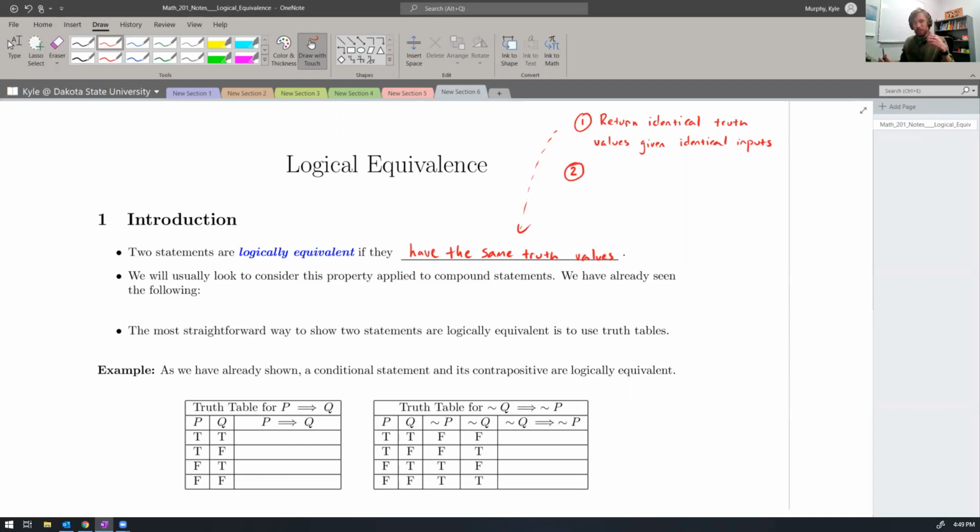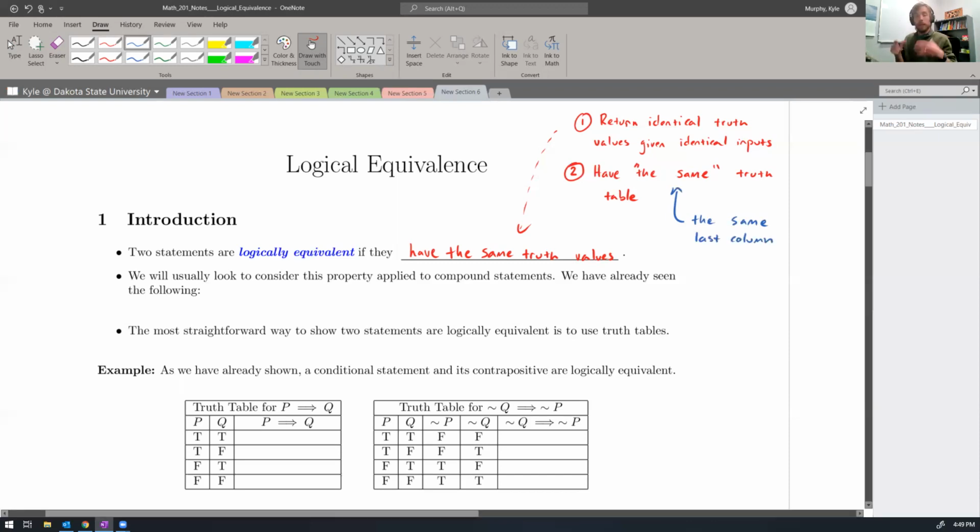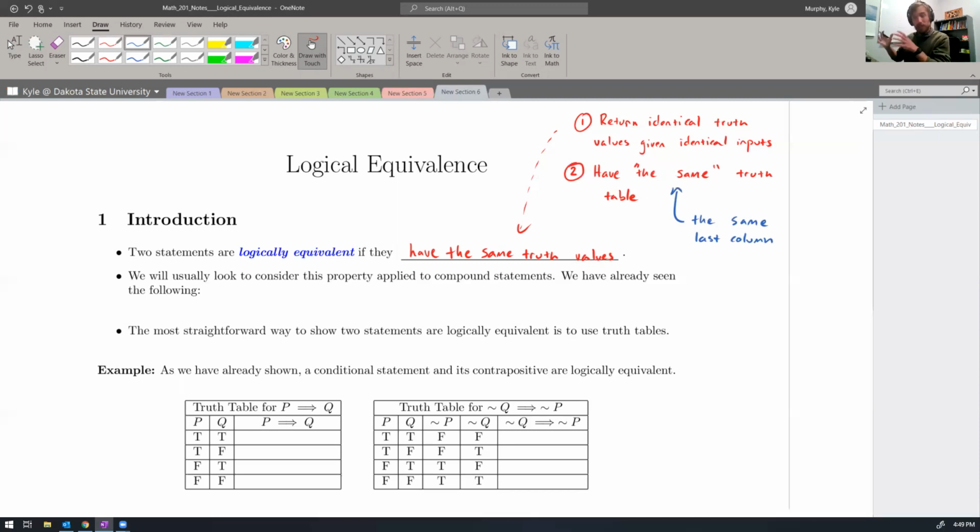Maybe another way of thinking about this, and this is kind of the first way we'll use to actually determine whether or not two statements are logically equivalent, is that they have the same truth table. And I'm going to put the same in quotes because really what this means is the same final column of their truth table. That is, if I were to make a truth table for two statements, ultimately we're doing it so we can figure out true false values for larger compound statements. If I make two truth tables and the final columns of those truth tables are the same, those two statements are logically equivalent. And like I'd mentioned, this second way of thinking about this is actually how we'll go about initially showing two statements are logically equivalent.